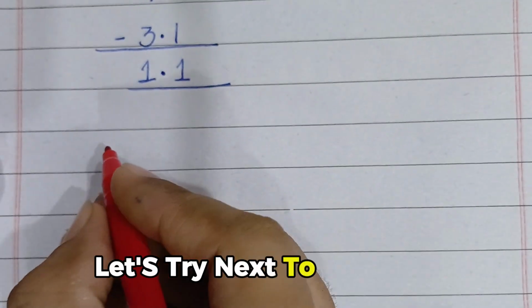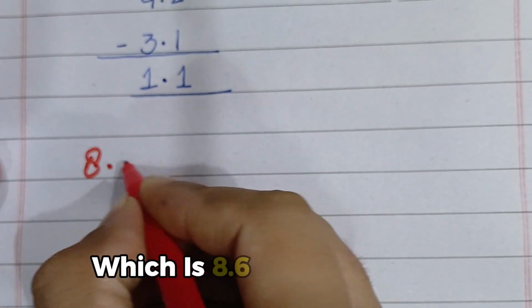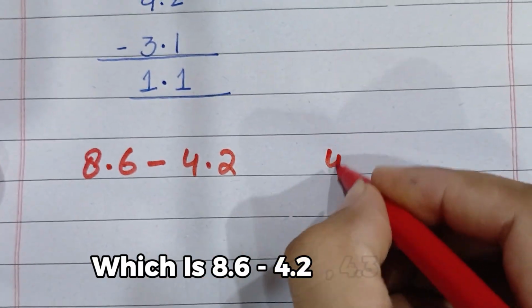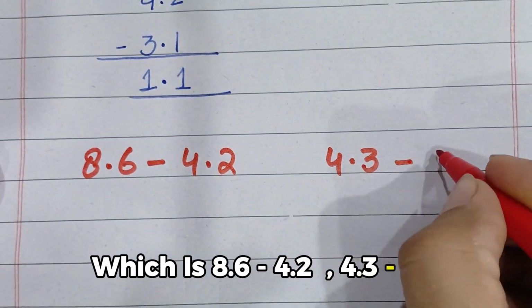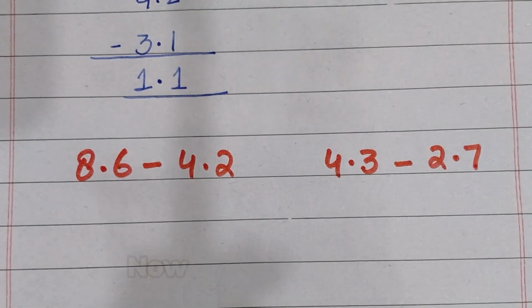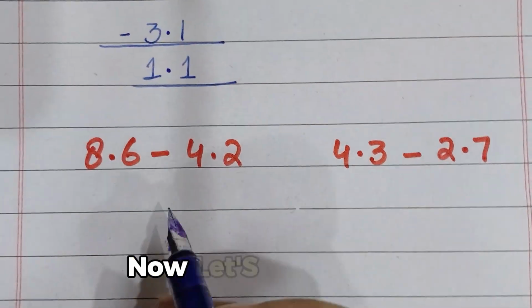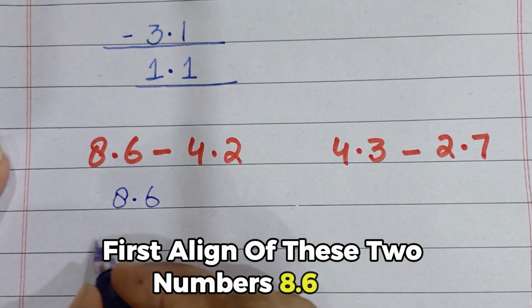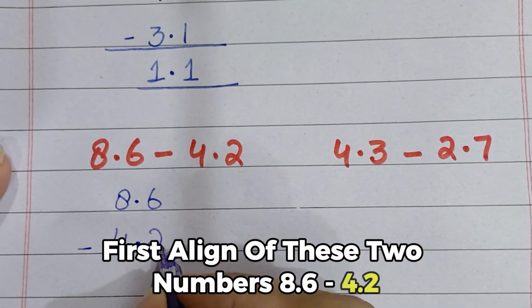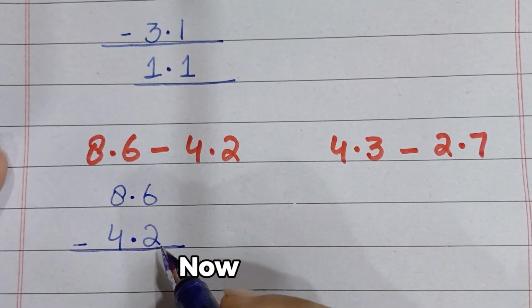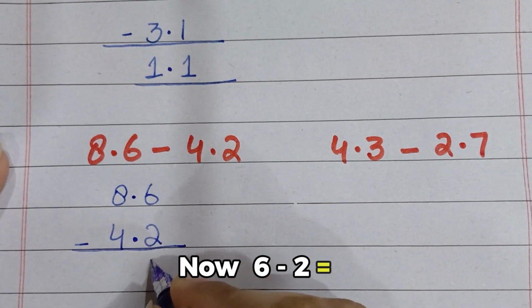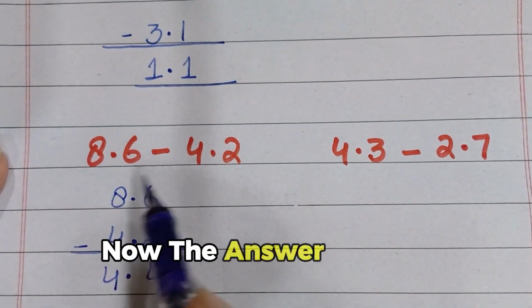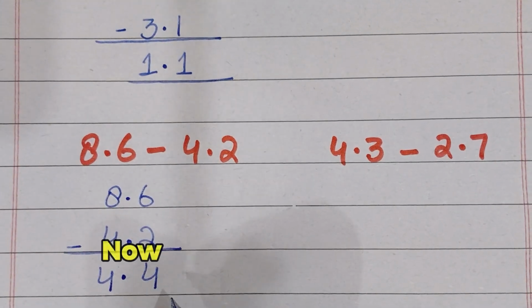Let's try the next two examples, which are 8.6 minus 4.2 and 4.3 minus 2.7. Now let's try the first one: align these two numbers. 8.6 minus 4.2. Now subtract from the first column on the right. 6 minus 2 is 4. Write the decimal. 8 minus 4 is 4. Now the answer of this example is 4.4.